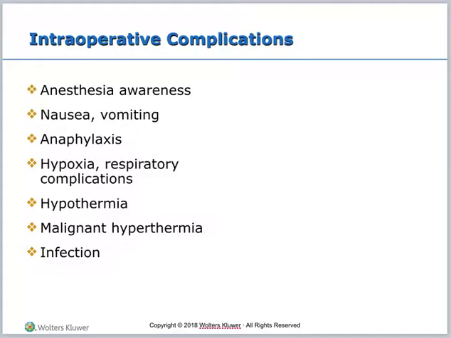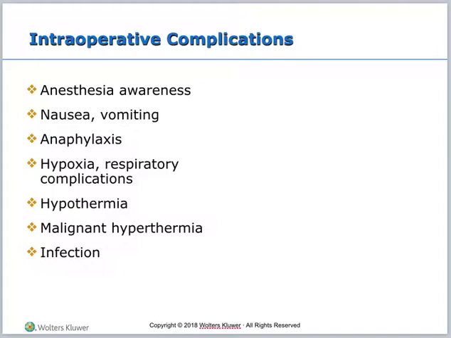They could experience nausea, vomiting, which would compromise their airway, anaphylaxis, an allergy of life and death proportion. They could have hypoxia, respiratory complications. So what is their O2 status? How much oxygen are we giving them? Their temperature could go too low. It's usually cool in the OR.